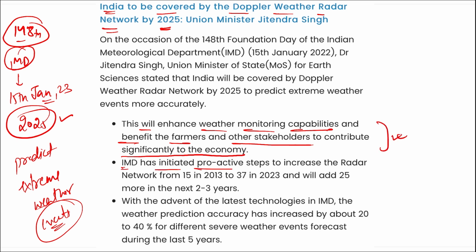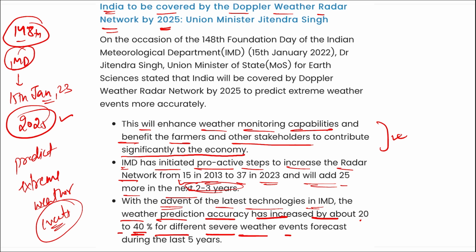IMD has initiated proactive steps to increase the radar network from 15 in 2013 to 37 in 2023 and will add 25 more in the next 2 to 3 years. With the advent of the latest technologies in IMD, the weather prediction accuracy has increased by about 20 to 40% for different severe weather events forecast during the last 5 years.